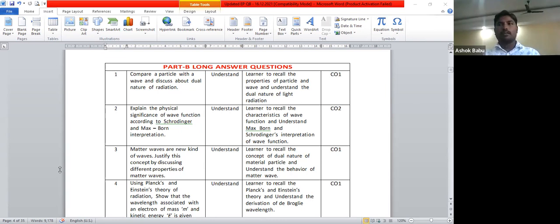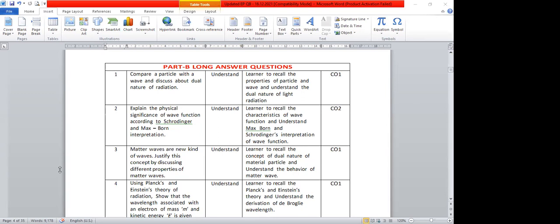One more experiment, that is the Davisson-Germer experiment. In that we are producing electrons. When the electrons strike the nickel crystal, we can explain the wave nature. Wave nature of the electron we are explaining in the Davisson-Germer experiment. By taking the two examples, we discuss the dual nature of radiation in the class.